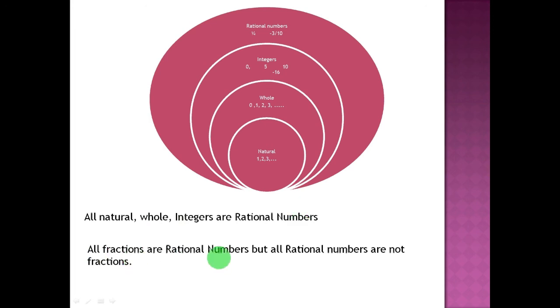All fractions are rational numbers, but all rational numbers are not fractions. So I told you in the example of pizza that a fraction can also be called a rational number. Now I will tell you how it is. And keep in mind, here is an important point: all rational numbers are not fractions. All fractions can be rational numbers, but all rational numbers are not fractions. Why? I will tell you.